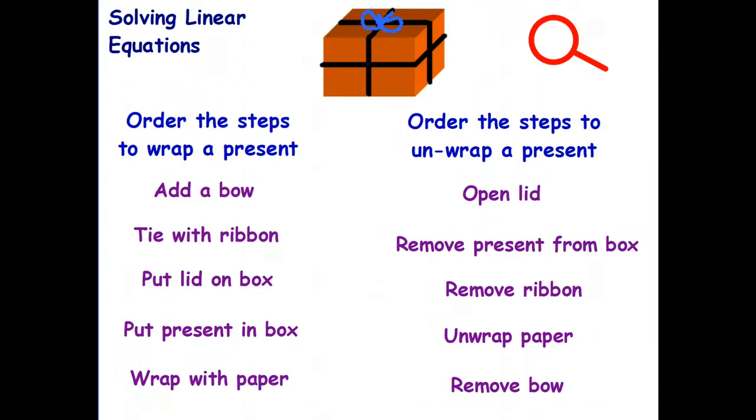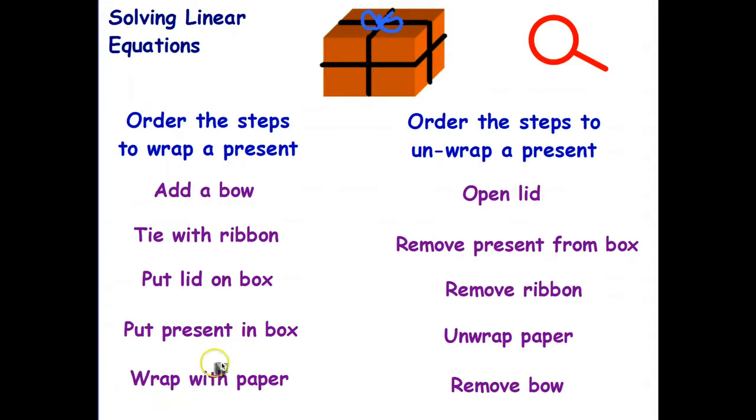Okay, here I've got a present for you. Now, what we're interested in is working out the order to start with that you would have to do these. There's 5 steps here. Which one would you have to do first, which one second, in order to wrap up the present? So add a bow, tie with ribbon, put lid on the box, put present into box, wrap with paper.